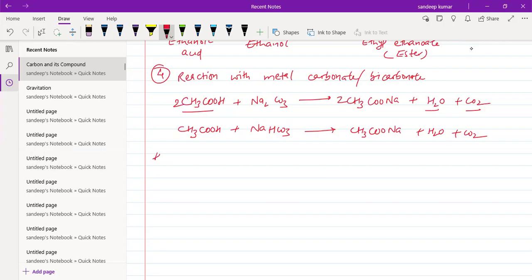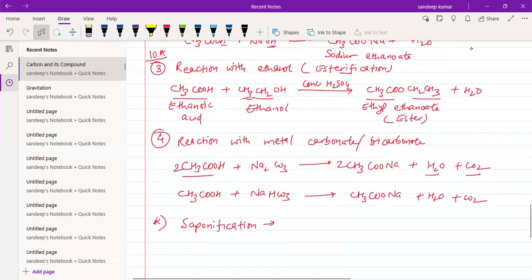One reaction is there, saponification reaction. That is also very, very important. Saponification reaction is a reaction of ester with sodium hydroxide. Here we have formed ester. How have we formed ester? We formed ester in this equation, the esterification reaction. In saponification, what happens? This ester, CH3COOCH2CH3, reacts with NaOH.